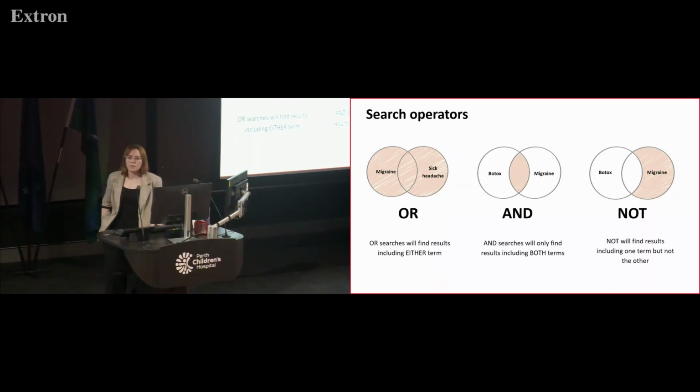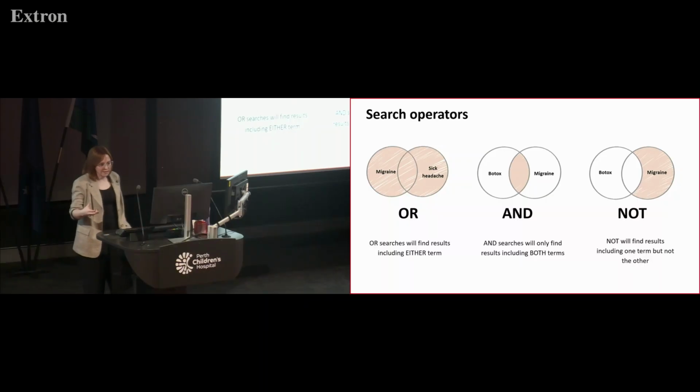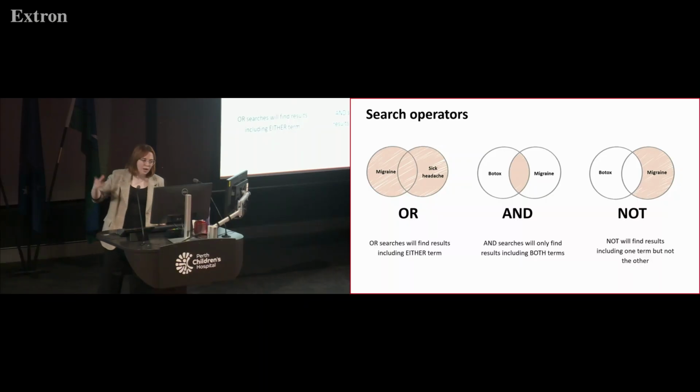Or will expand your search. You use this to combine all of your subject headings and free text terms within one concept. So for example, coming from our example of Botox and migraine, we've got our concept of migraine here, and you're combining all of those to find results including either term.